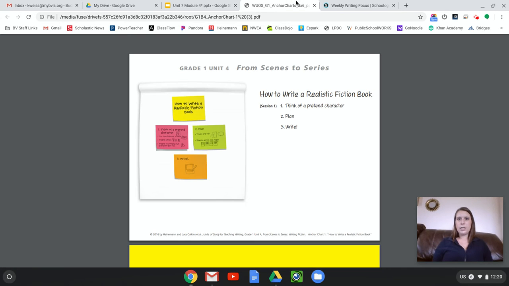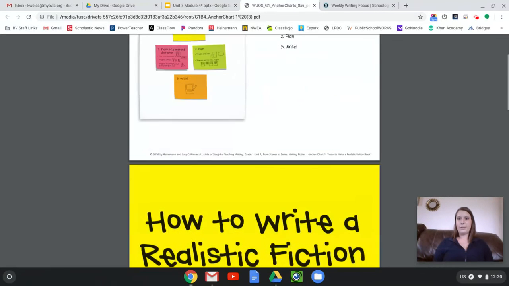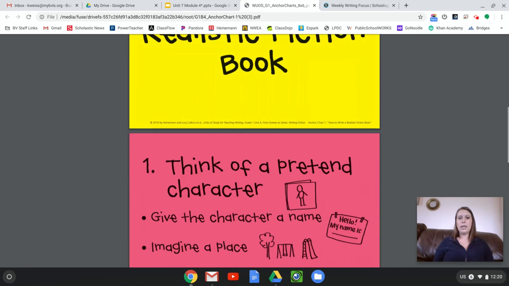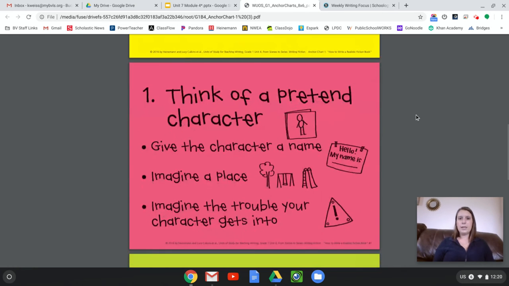So today's chart, we looked at this chart. We had 1 week of learning and practicing writing realistic fiction books. So we're going to go over that again today because I'm afraid we might have forgotten some of this. So, how to write a realistic fiction book. The biggest step here is the planning. So that's number 1 is the planning.